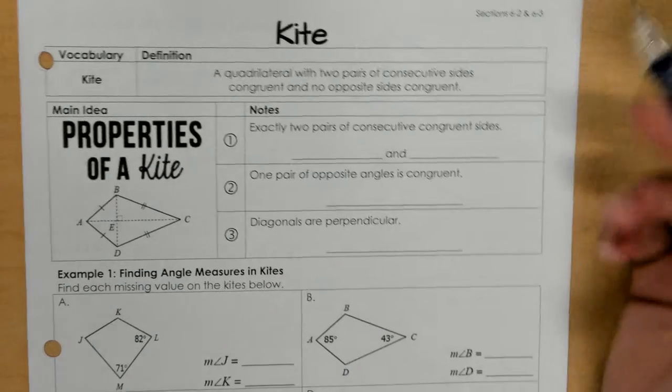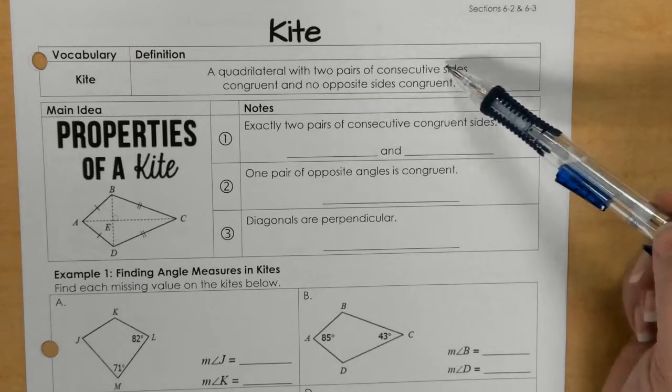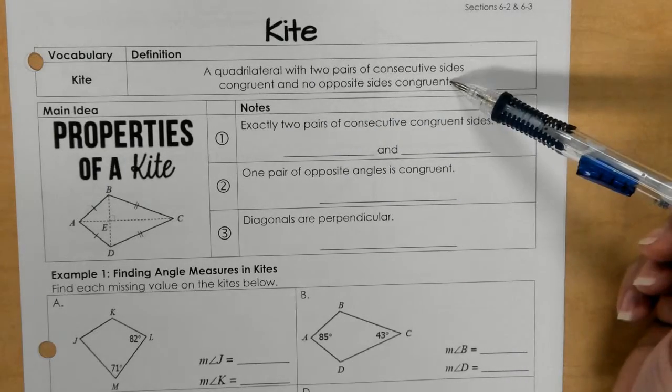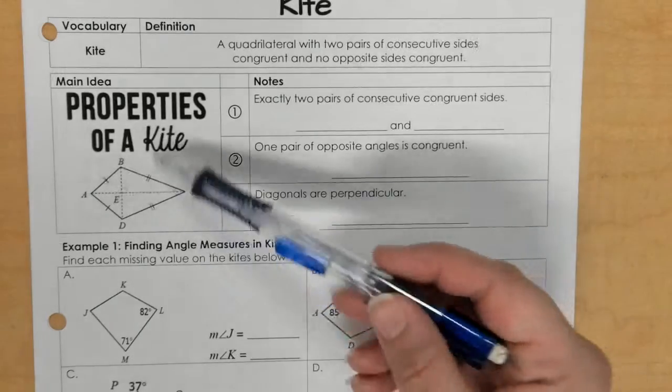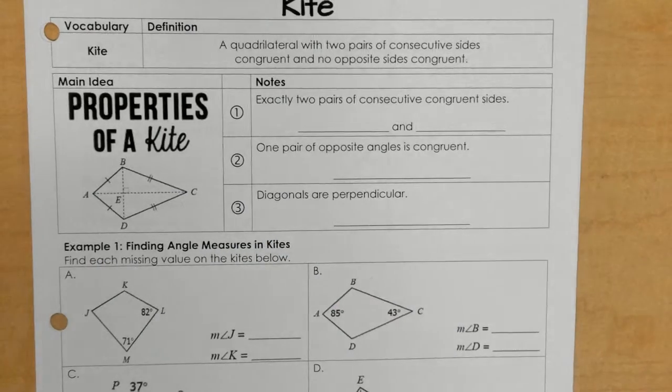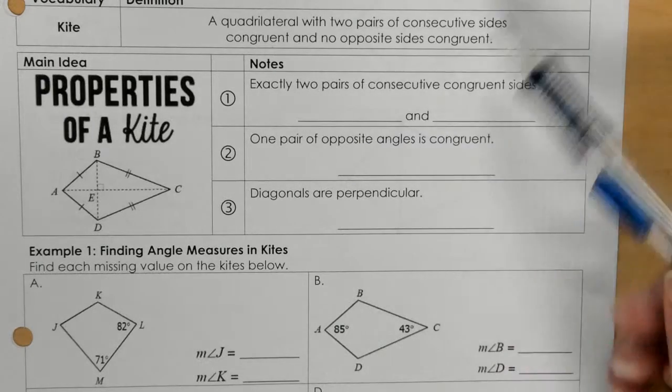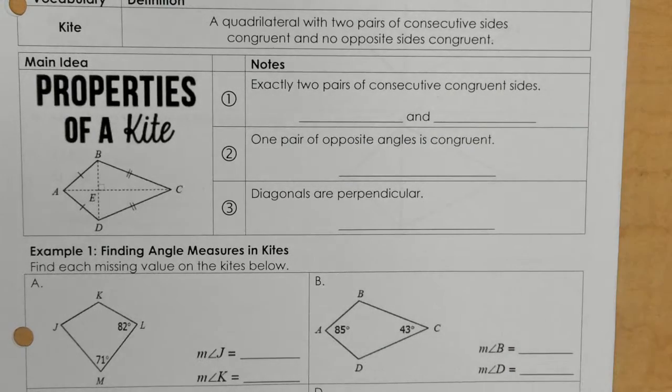Okay, for a kite, it's a quadrilateral with two pairs of consecutive sides congruent and no opposite sides congruent. So here's an example of a picture of a kite. The properties of a kite, we have to fill them in. Exactly two pairs of consecutive congruent sides.